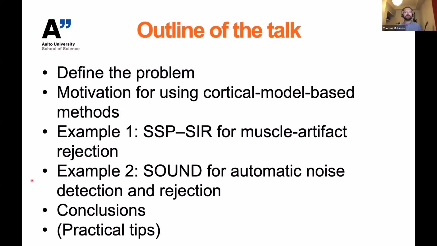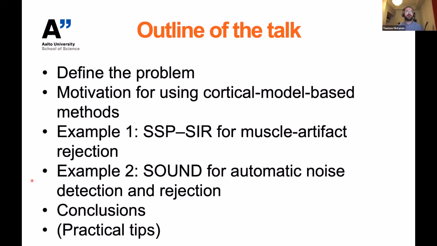So this is the outline for my talk. First, I will very quickly define the overall problem with TMS-EEG data or recordings. Leo just did a really nice job in paving the way for this presentation, so I will not spend too much time on that. I then wish to motivate you why it is a good idea, or how we could benefit from modeling the cortical generators for EEG signal.